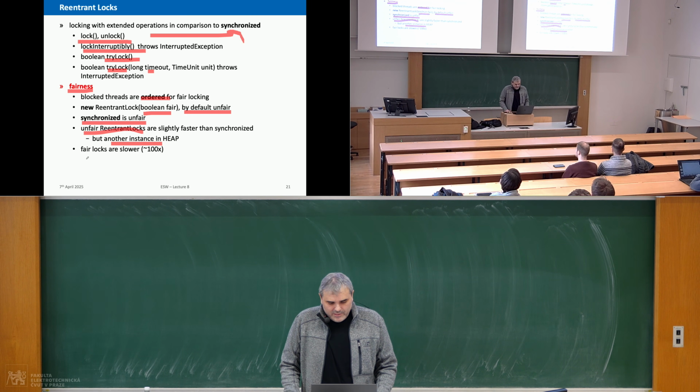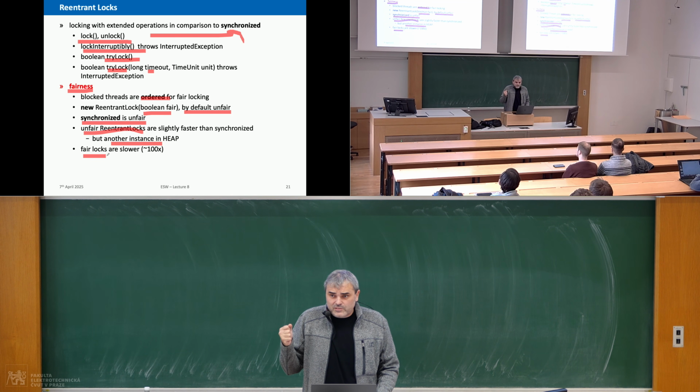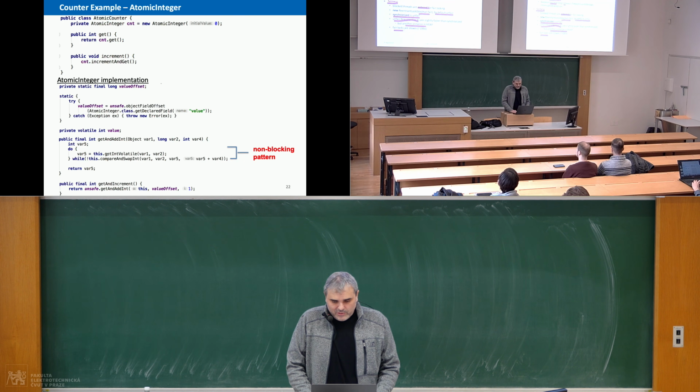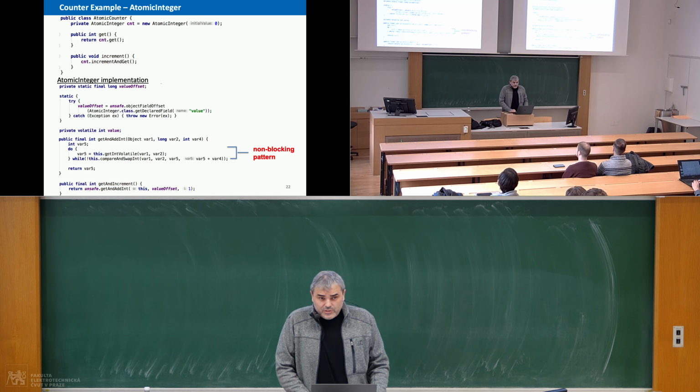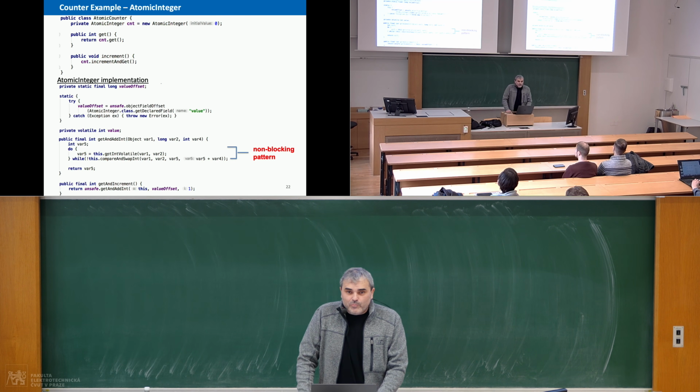And to summarize this, fair locks are much slower because there is an ordered queue and that has to be handled differently outside of the operating system, deciding which thread will acquire the lock and so on. So those are much slower, but guarantee fairness between the competitors willing to acquire the same lock. So now let's move to the next section, which is atomic operations.